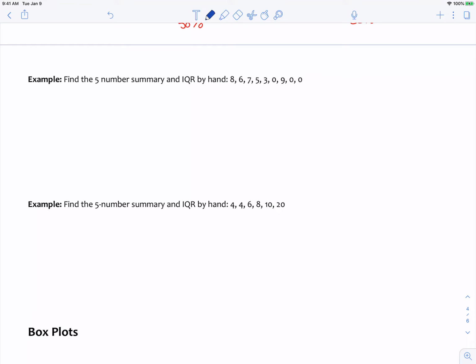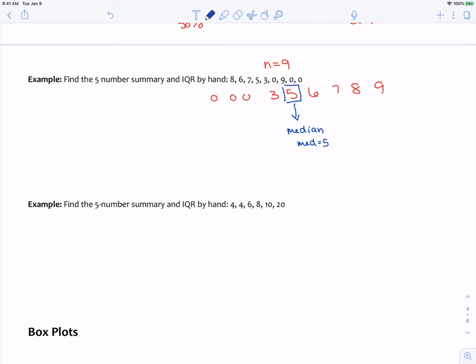We're going to look at the 5-number summary and IQR for the data set that we have seen before. This is the one from the earlier example. We see that n is equal to 9. We're doing just positional value calculations, so we want to put this in order first. So we'll have 0, 0, 0, 3, 5, 6, 5, 6, 7, 8, 9. We know then that 5 is our median. So median equals 5.